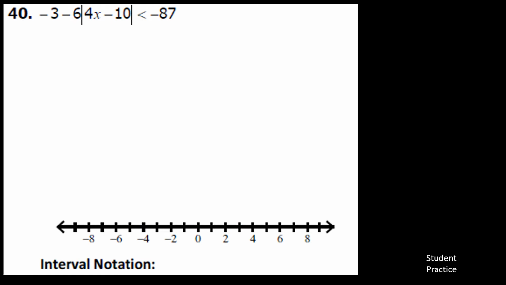I want you to do the same thing here. I'm going to get you just a little started. So I don't want you guys to fall into this trap. Look at this -3 here at the beginning. To undo that -3, you want to add 3 to both sides. And don't forget that -6, absolute value of 4x minus 10 is less than -87 plus 3, which is -84. I'm going to stop there.